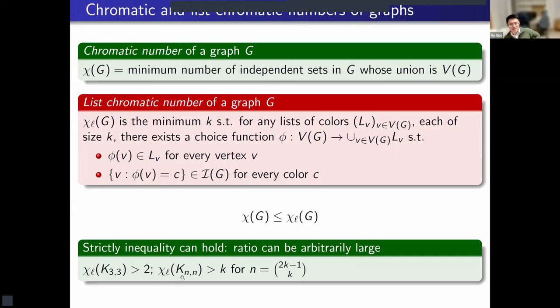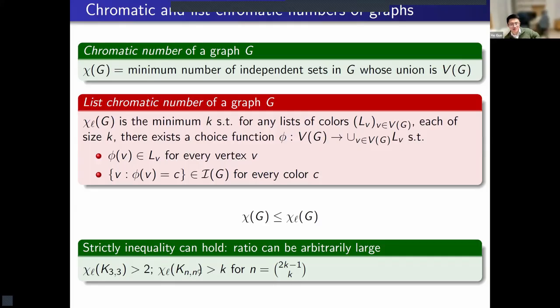You can generalize this example to show that the list chromatic number of K_{N,N} is strictly greater than k, where N is equal to this number. And the idea is similar. For each of these vertices, the list is just all the (2k-1 choose k) sets. And by a similar argument, you can show that the list chromatic number of K_{N,N} is strictly greater than k.